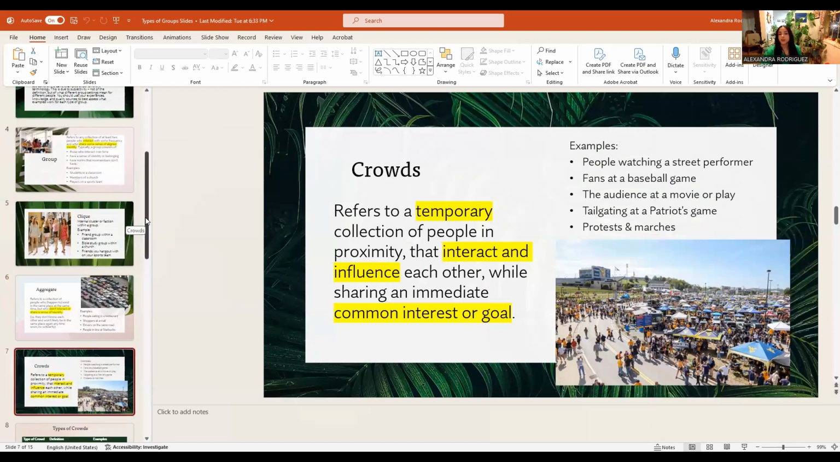For crowds, crowds are temporary collections of people, but they do interact and they do influence each other, and they do also share some sort of goal. So for example, I have a picture here of people tailgating, right? It is a temporary collection of people. They're only going to be there for the afternoon, but they do interact and they do influence each other, and the fun and the vibes and whatever. They talk to each other and they're all there to celebrate the same thing, which is their sports team that they cheer for and hopefully them winning. So they have a common goal and they have a collective where they are interacting, although it is still temporary.